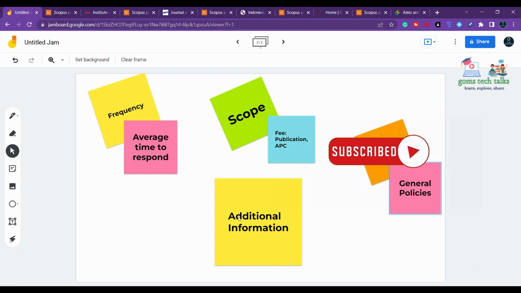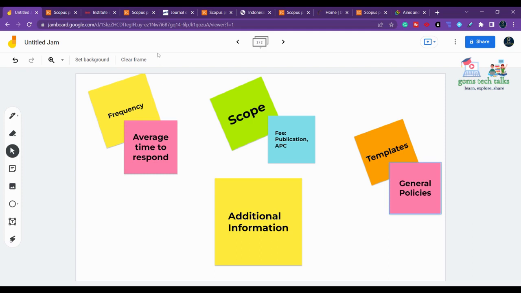The last one is additional information. You have to check whether they are asking you to submit the copyright form, which definitely they will. Other than that, whether they are asking you to submit the data which you have used in your journal article, and whether they are asking for any other extra thing like a recommendation letter from your college or from your guide, or any other proof. All these things you have to look for.